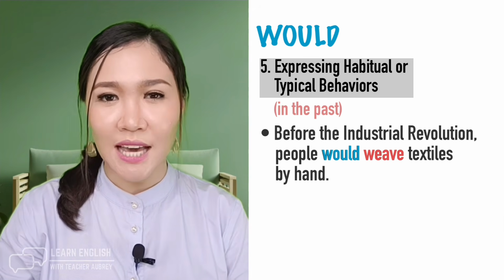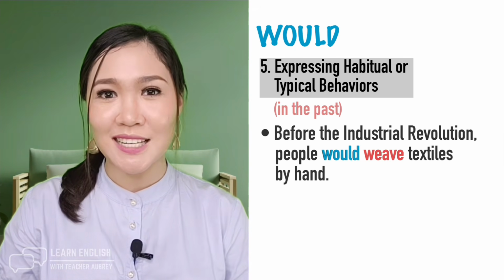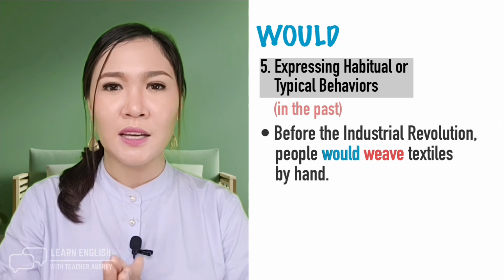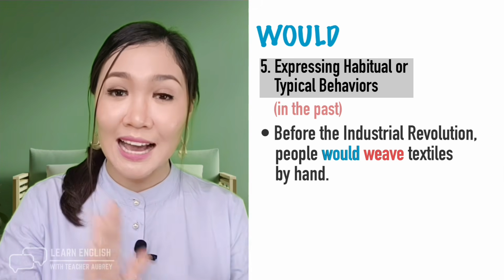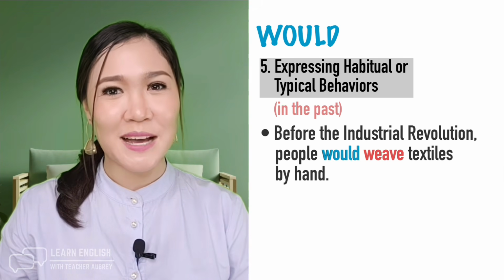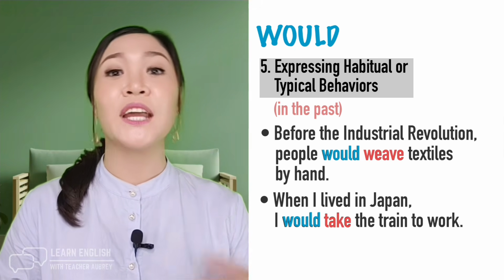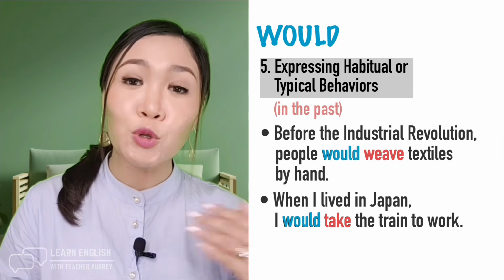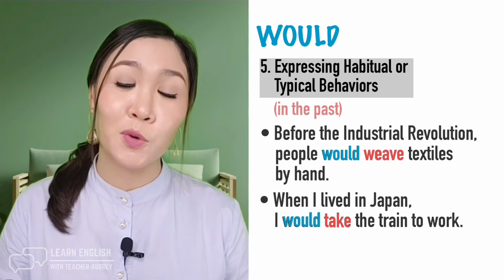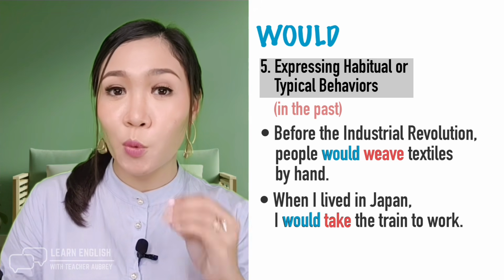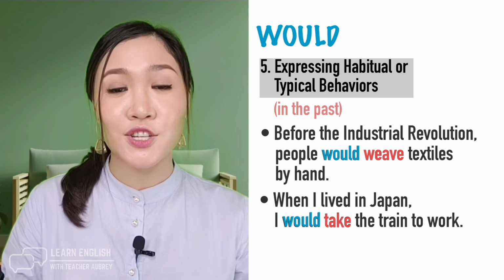So, bago pa raw nangyari yung Industrial Revolution. Kung napag-aralan ninyo sa history, ang mga tao dati ay kamay lang yung ginagamit sa pagtatahi ng mga textiles. Another example. When I lived in Japan, I would take the train to work. When I lived, so that's already in the past, nung nakatira ako dati sa Japan, ang karaniwang ginagawa ko ay sumasakay ako sa tren patungo sa trabaho. So we used would because that is a habitual or typical behavior, typical action in the past.